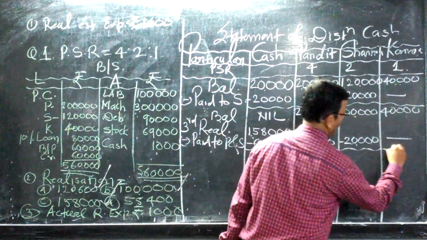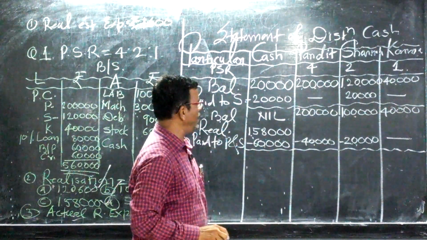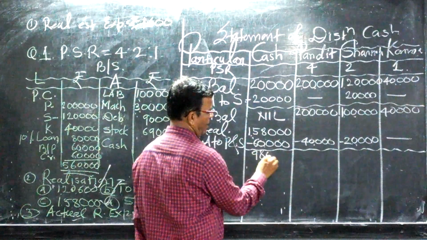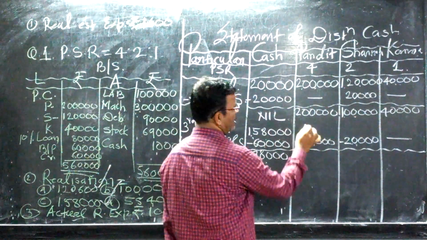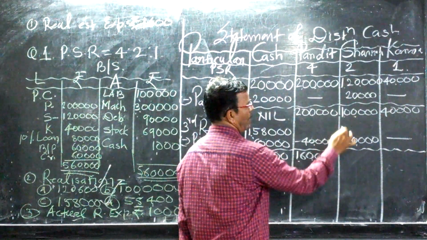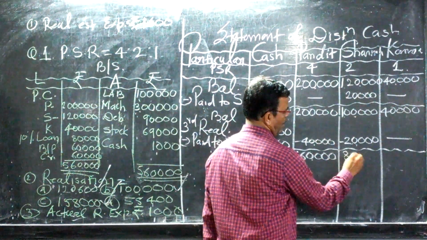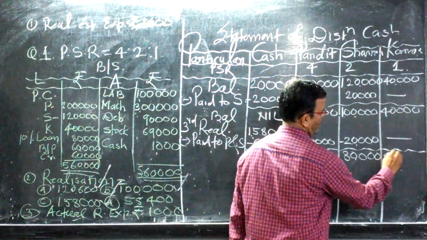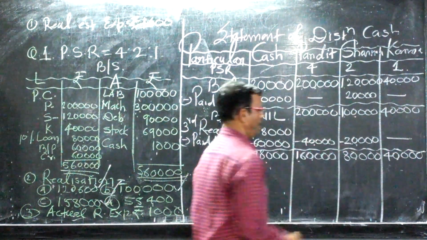So 1,58,000 minus 60,000. How much is remaining? 98,000. 2 lakhs minus 40,000 is 1,60,000. 1 lakh minus 20,000 is 80,000. 40 minus 0 is 40,000. For Karma, nothing was paid.